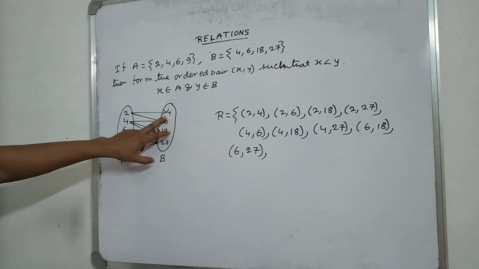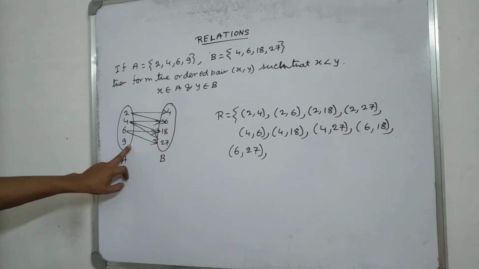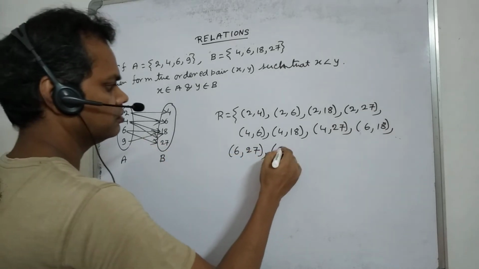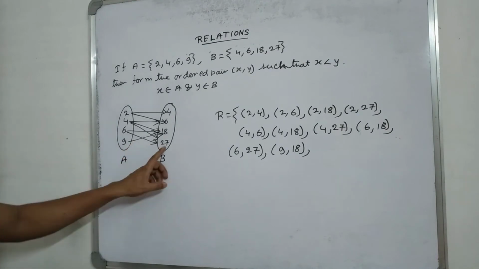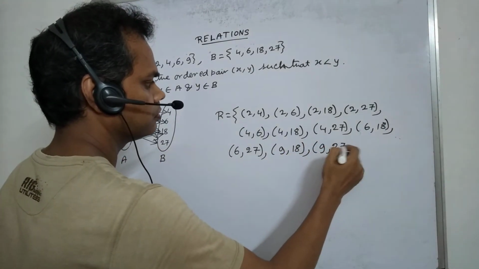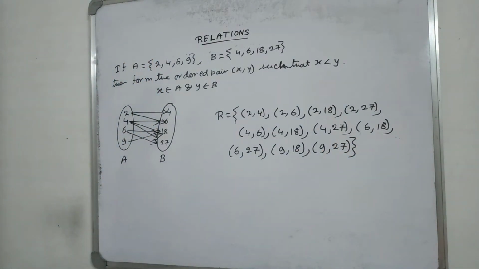9 is greater than 4, having no relation. 9 is greater than 6, having no relation. 9 is less than 18, having a relation. 9 is less than 27, having another relation. So this is the total relation R.